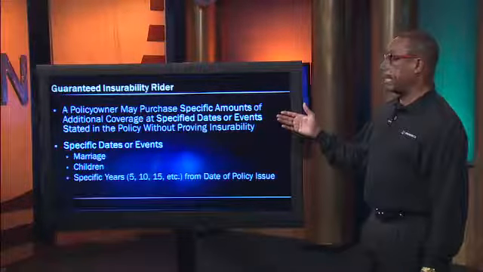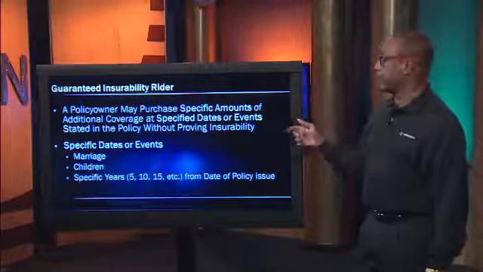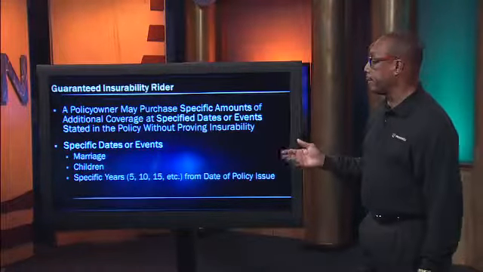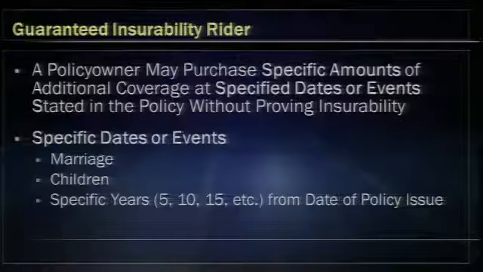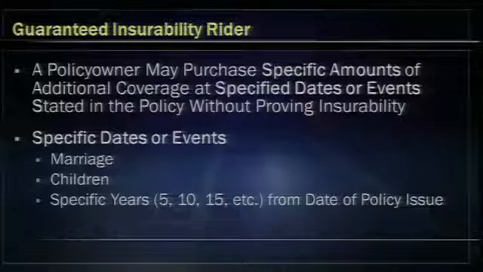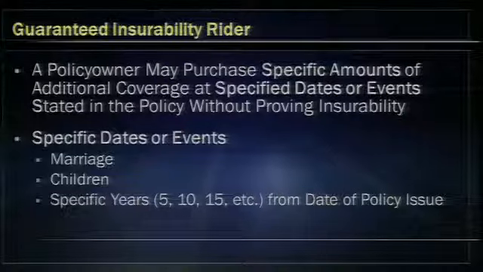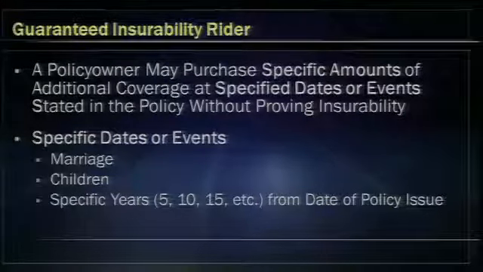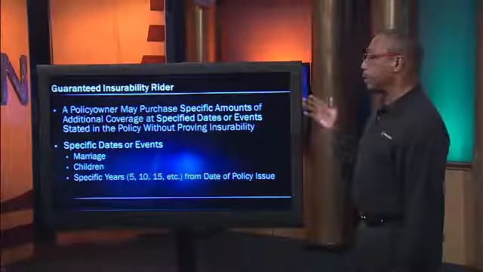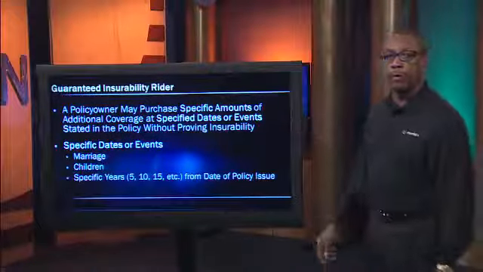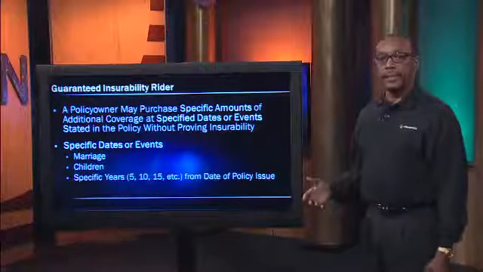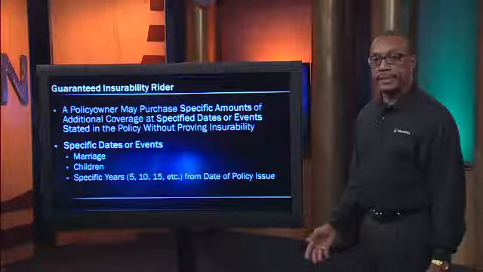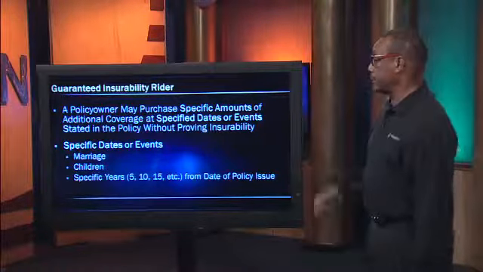The next rider we have is a guaranteed insurability rider. This is a very useful rider in the event that an insured, when they're younger, buys a policy, let's say for $100,000, but also may want additional coverage in the future when they get married or add children to the policy. What's great about this rider is that the insured does not have to show proof or evidence of insurability, meaning they will not have to go and take a medical exam to obtain this coverage.